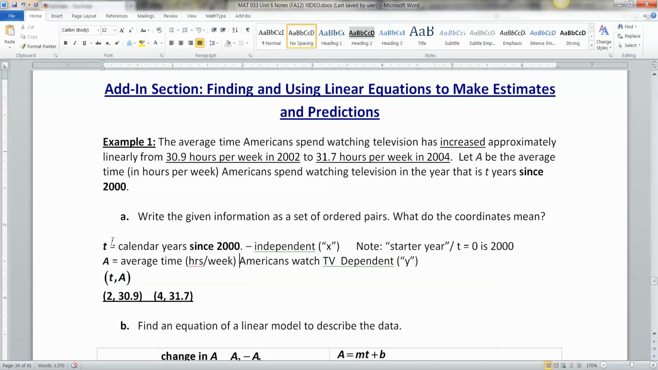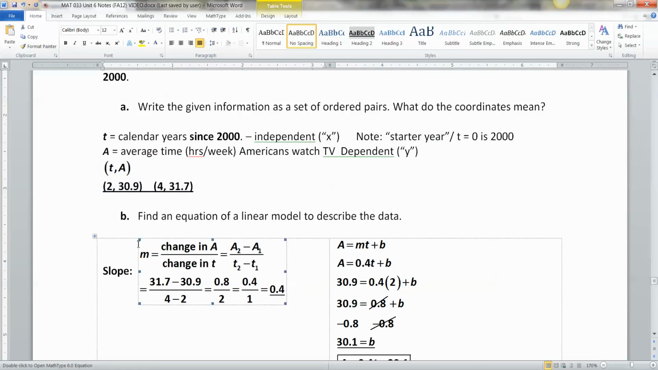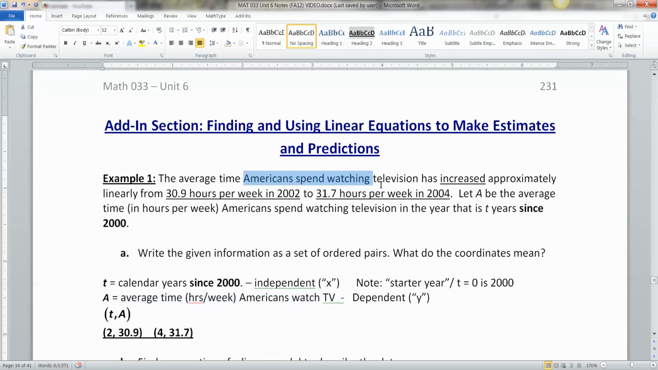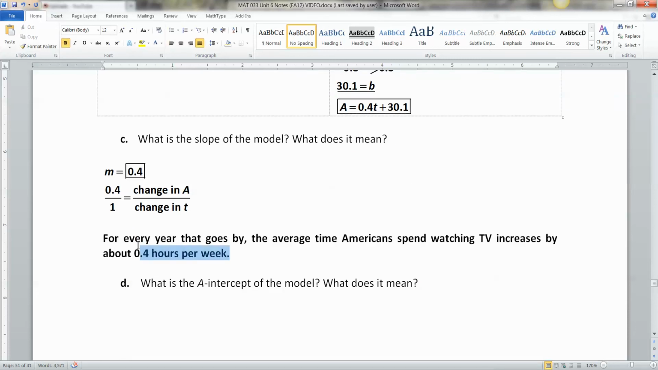So I'm telling you guys, you do this part A, it just helps you so much later on. It helps you figure out what your variables are for the slope calculation, and it helps you with your interpret part if you write it all down. Figure out which one was your independent, which one's your dependent, and then you can use these words that they wrote right here: Americans spend watching TV in hours per week. See right there? They're giving you your units. So down here you can say hours per week.